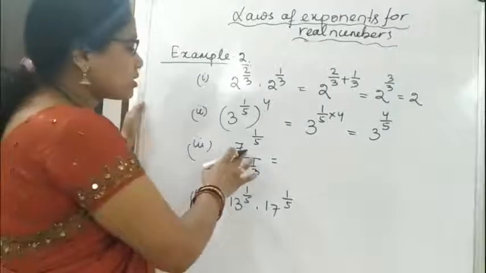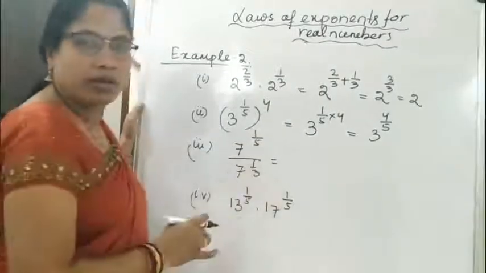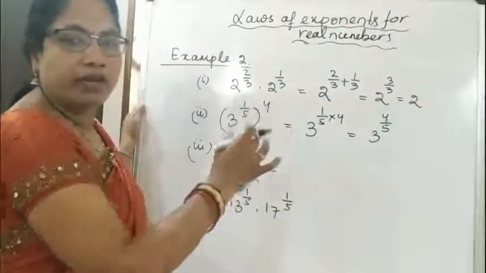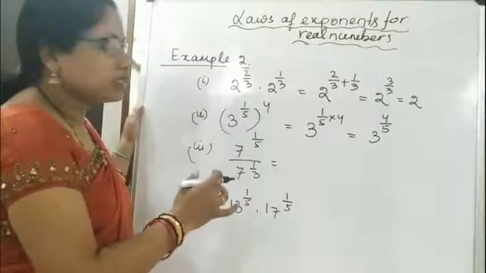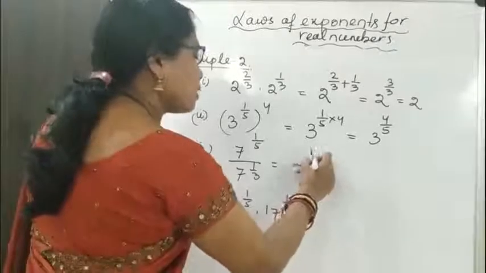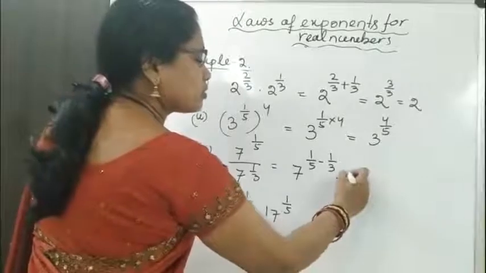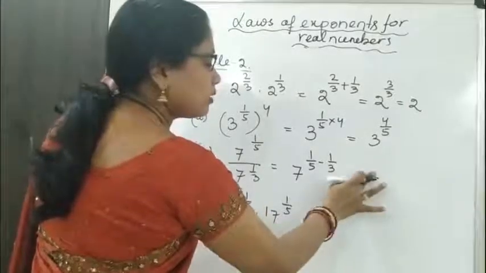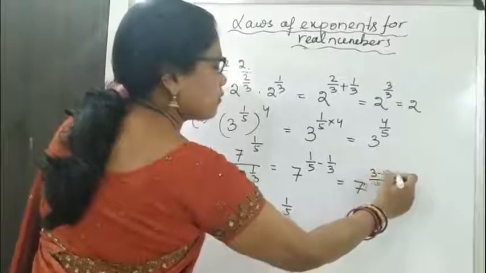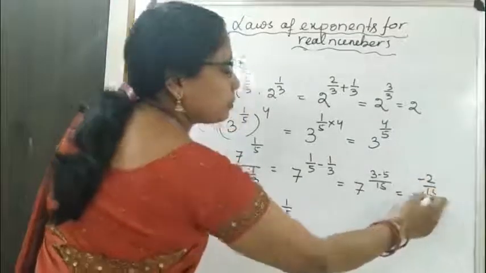Here, 7 to the power 1 by 5 divided by 7 to the power 1 by 3. That law is applied, a to the power p divided by a to the power q is equal to a to the power p minus q. So this is equal to 7 to the power 1 by 5 minus 1 by 3. This is equal to 7 to the power, over 15, that is 3 minus 5, so 7 to the power minus 2 by 15.